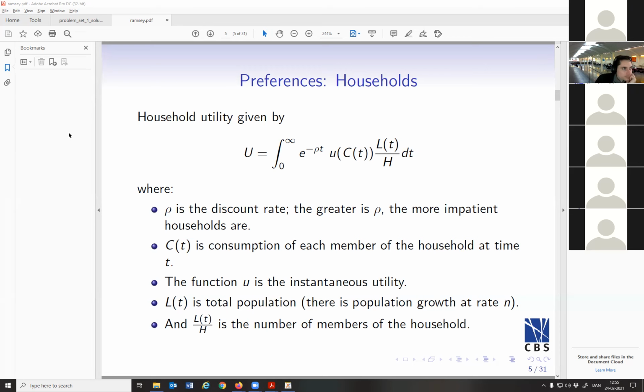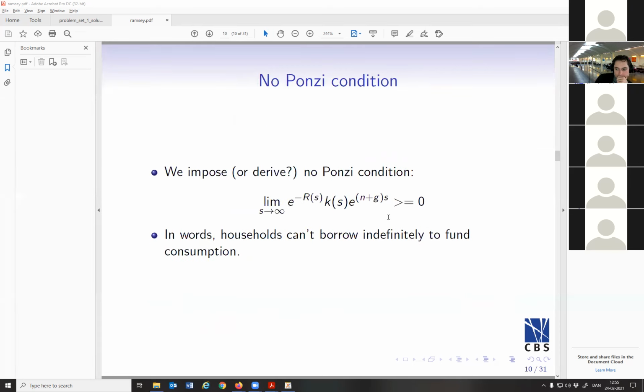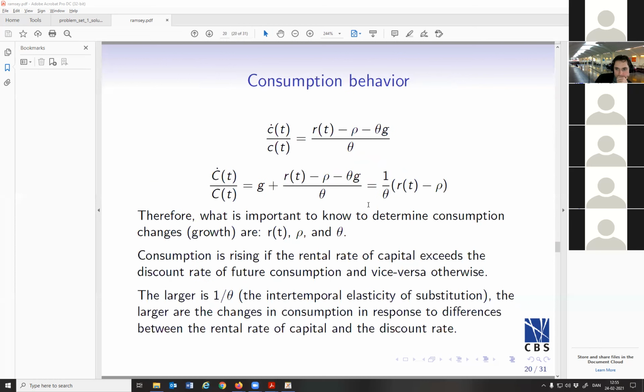Could you explain on slide 20, how does the difference between the rental rate of capital and the discount rate inflect? Could you go through that one more time? Yeah, are you interested in the derivation of this equation or are you interested in the interpretation of it? In the interpretation. Okay, that's easier.